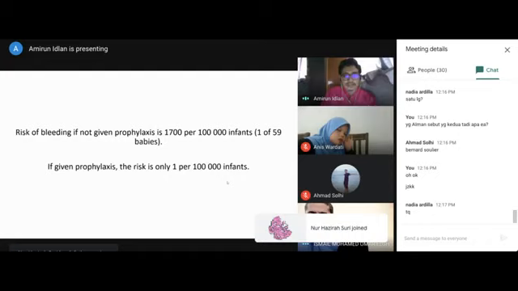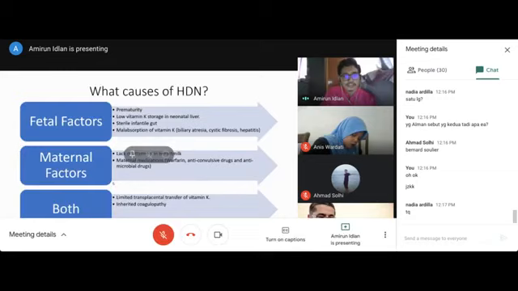For the etiology, I divide it into fetal, maternal, and both factors. For the fetal factors, the first is prematurity, because in prematurity there will be low vitamin K, which exposes the baby to vitamin K deficiency bleeding. Also, the neonatal liver has low vitamin K storage at that time, so it is also predisposed to hemorrhage. And as I said before, the fetal gut is sterile, so there will be no bacterial growth and no vitamin K production during that time.